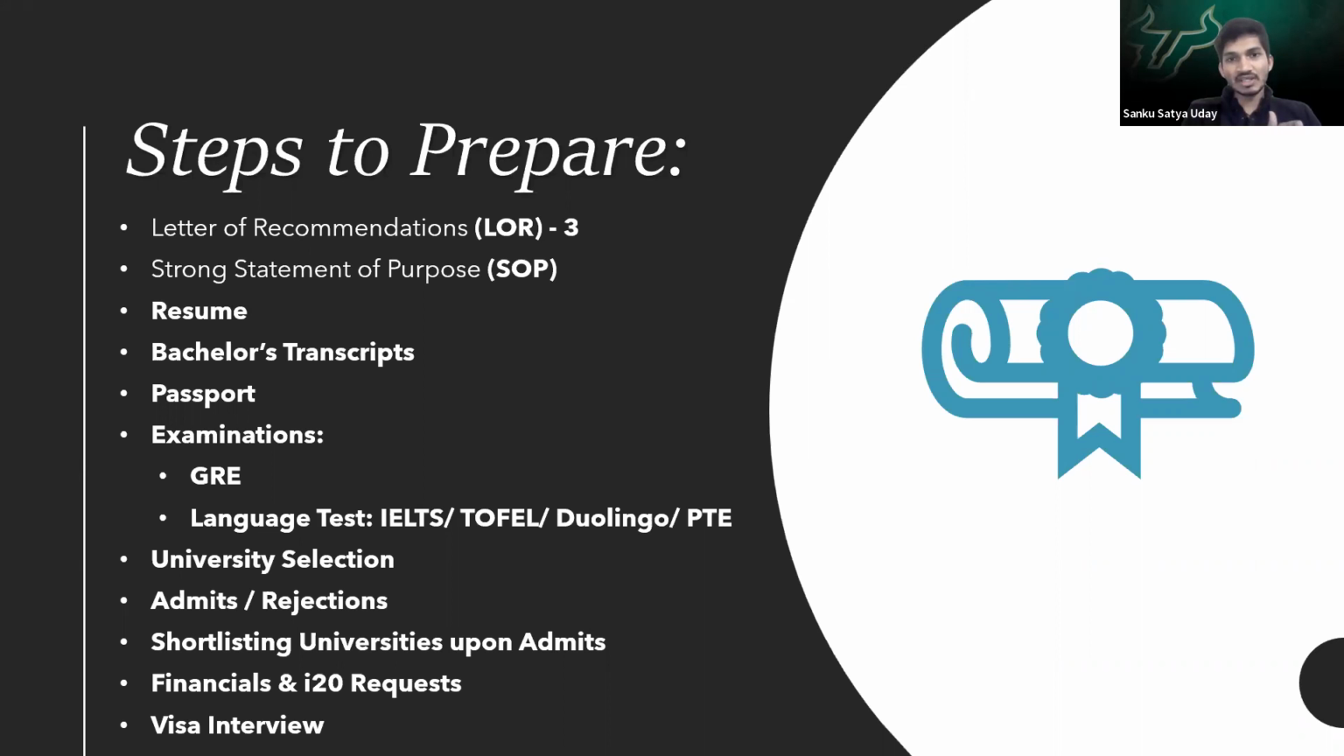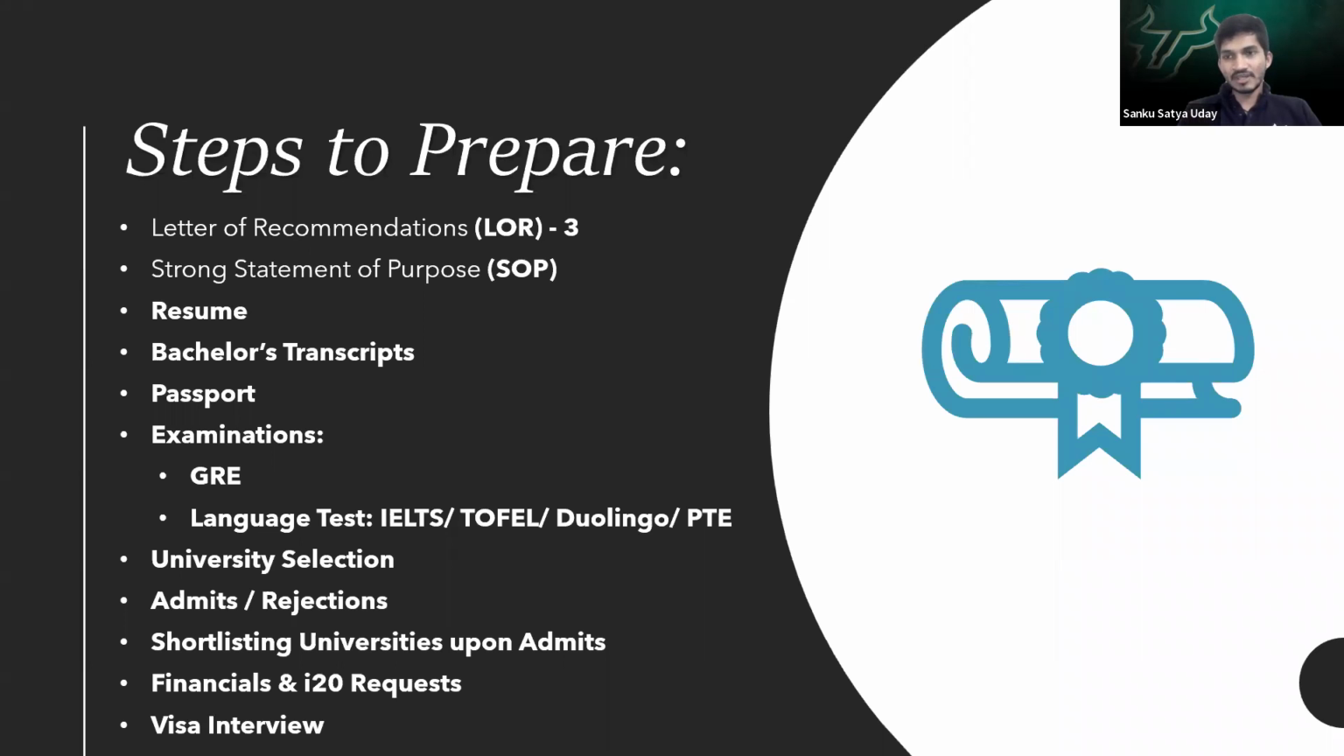So you should be choosing the universities based on your requirements, and you should be following specific perspectives in order to choose the university, but not by the university name. And after the university selection, you will be getting the admits or rejections. Based on those admits, you should be shortlisting some universities, and the financials and I-20 requests are also the most important thing after you're getting the admits.